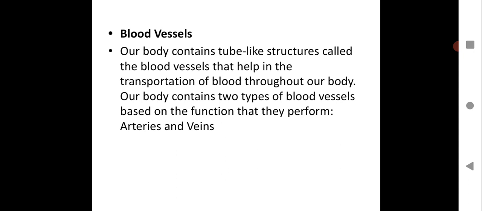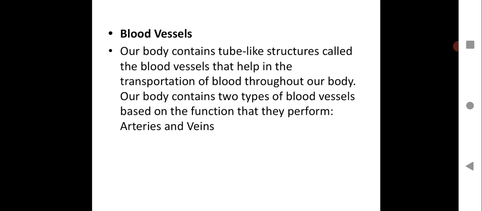Blood vessels. What are blood vessels? We have seen the functions of the blood. We have seen the components of the blood. Now, what are blood vessels? The body contains tube-like structures called blood vessels that help in the transportation of blood throughout our body.